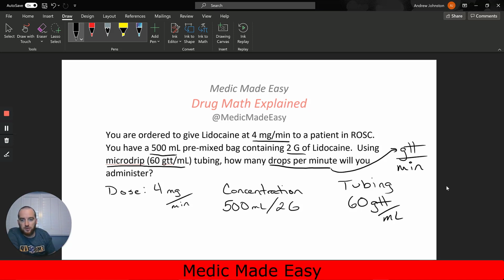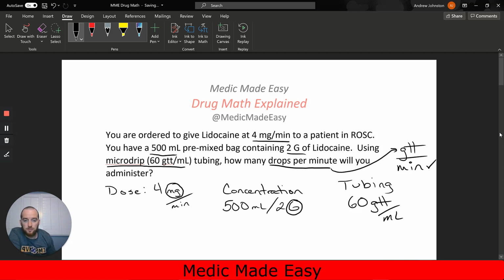So we're looking at it, we've got a dose of 4 milligrams per minute. I don't have an issue with milligrams. Minutes I need, because I have to get drops per minute. I have a concentration of 500 milliliters, and I have 2 grams, right? So this is going to be one of the issues that we run into: our dose is in milligrams, but our concentration is in grams.